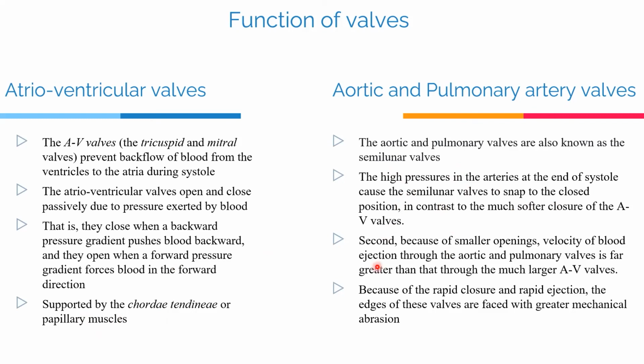Secondly, there is another point of difference between AV valves and semilunar valves, which is because of the smaller opening of the aortic and the pulmonary artery valves, velocity of blood ejection through the aortic and pulmonary valves is far greater than that through the much larger AV valves. So the blood passing through the semilunar valves goes through at a much higher velocity than blood that passes through the AV valves.